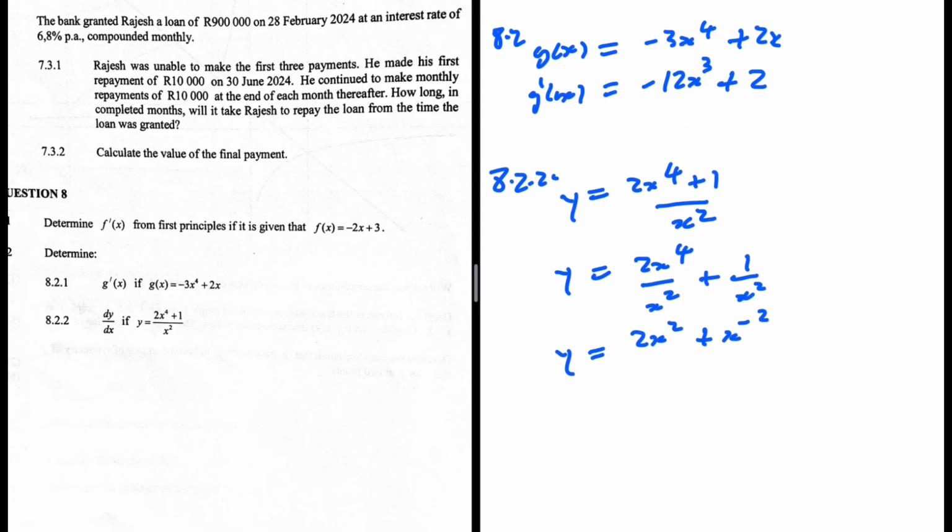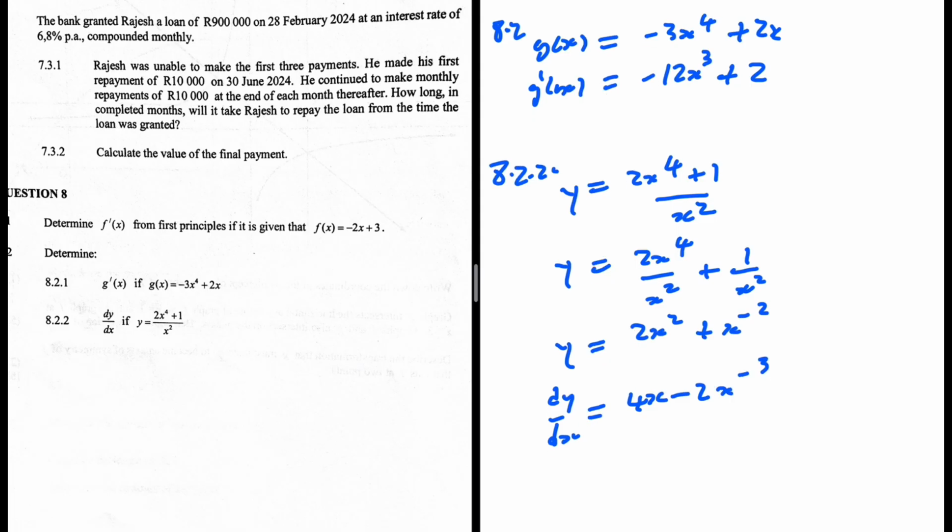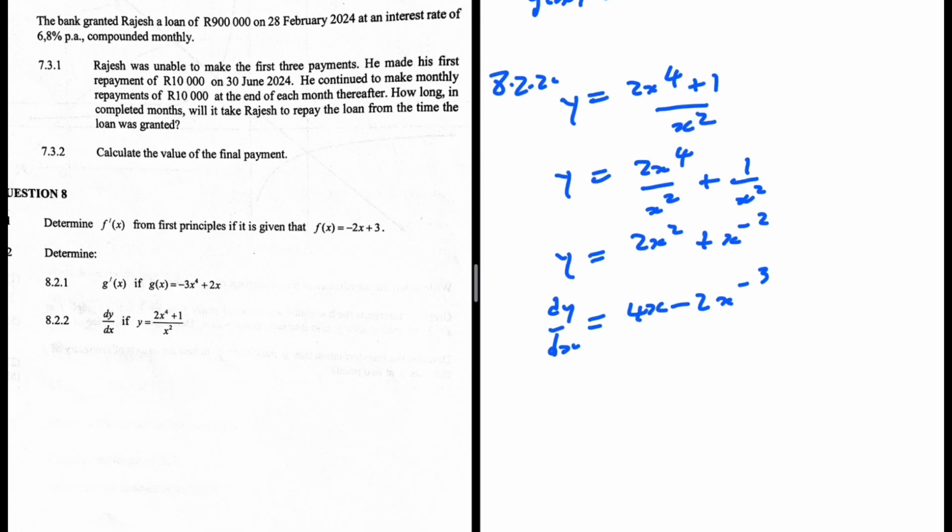Okay, so dy over dx, now I want to derive, will be equal to 4x minus 2x to the minus 3. So dy over dx is equal to 4x, not just 4, minus 2 divided by x to the power 3.